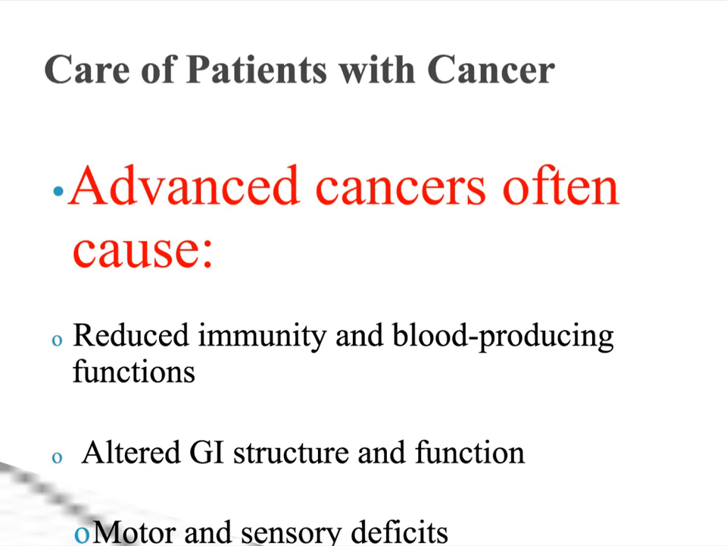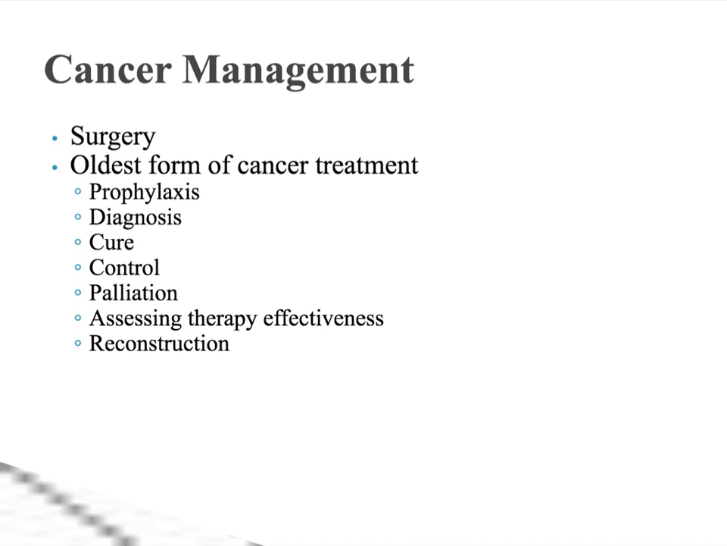Altered GI structure and function, if they have a cancer growing anywhere in the GI tract, like colon cancer or esophageal cancer. And it can, of course, decrease respiratory function. The decreased respiratory function can come from lots of different things. A low red blood cell count could decrease their oxygen supply, and any kind of lung cancer tumor can affect their breathing pattern. Typically, surgery is one of the earliest known treatments for cancers.